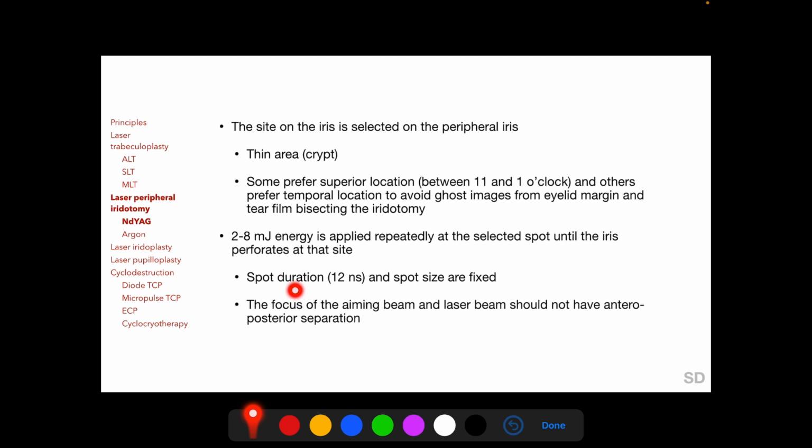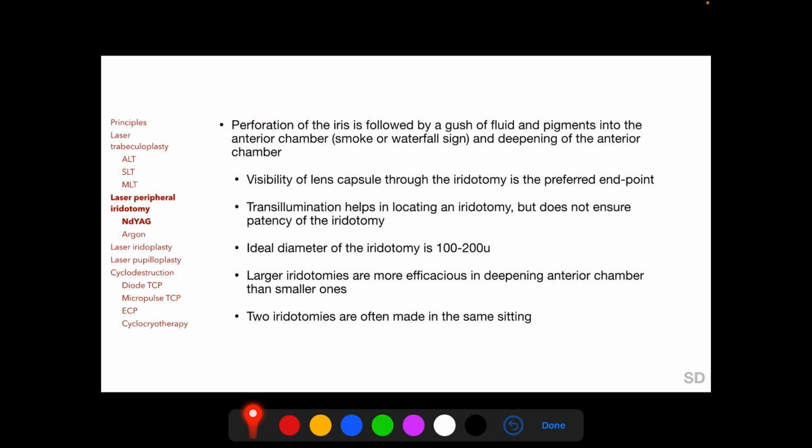The spot duration and spot size of Nd:YAG laser is fixed, and for LPI the focus of the aiming beam and the laser beam should coincide and should not have anteroposterior separation as is required in Nd:YAG laser capsulotomy. Perforation of the iris is followed by a gush of fluid and pigments into the anterior chamber through the iridotomy, and deepening of the anterior chamber will also be detected. Visualization of the lens capsule through the iridotomy is the preferred endpoint, and although transillumination helps in locating an iridotomy, it does not ensure patency of the iridotomy, and this is very important to remember.